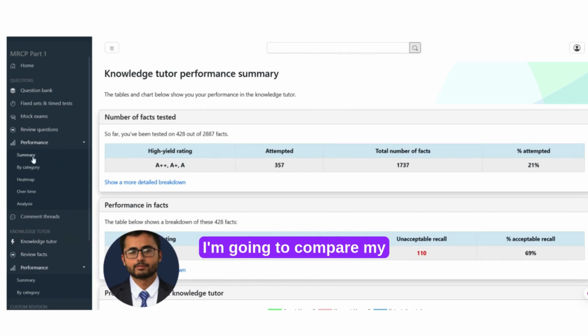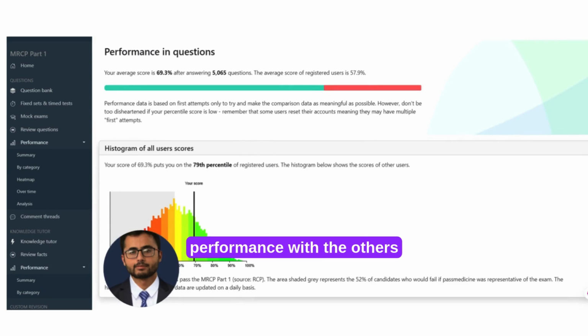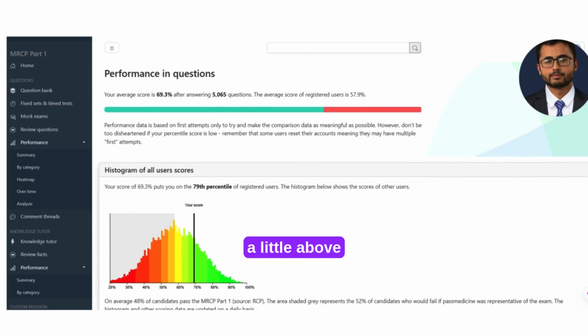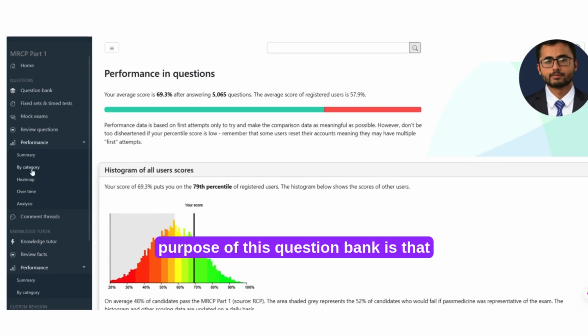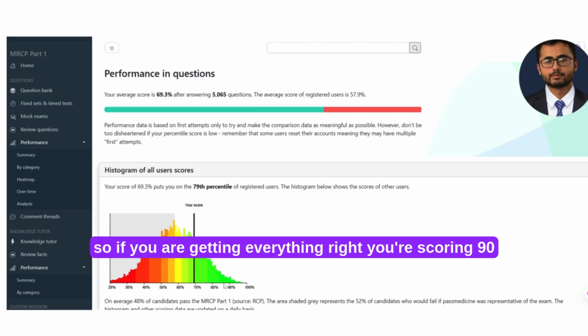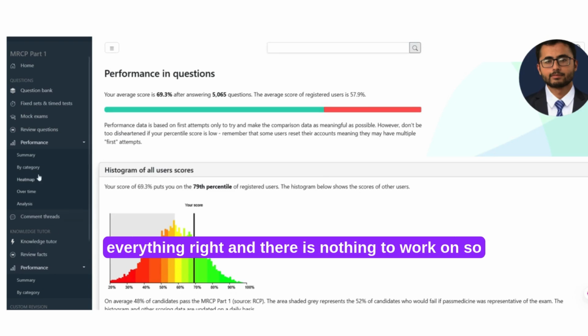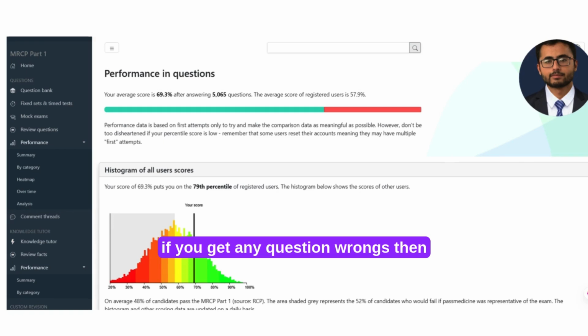So I'm going to compare my performance with the others. As you can see, my performance was 69.3%, and it is putting me at the 79th percentile, so a little above average. I was happy with that, because I think the purpose of this question bank is that you get the questions wrong, and then you look for the weakness and you work on it. If you are getting everything right, scoring 90%, then it is no use for you, because you are already getting everything right and there is nothing to work on. So if you get any question wrong, don't get discouraged by that. Just work on the areas of weakness, and your score will improve.